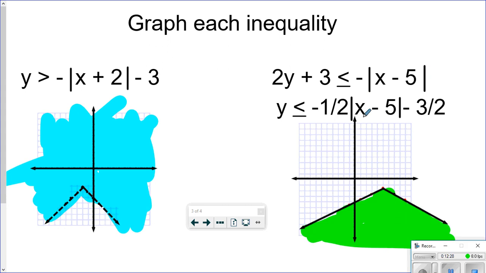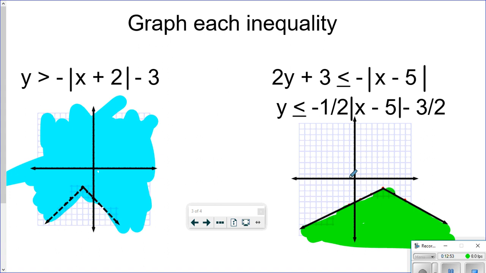All right, so here, getting y by itself, I have this equation, which means my vertex is right 5, down 3 halves. And then my slope is -1.5, so down 1, right 2. So that created this line. It is a solid line because it's less than or equal to.